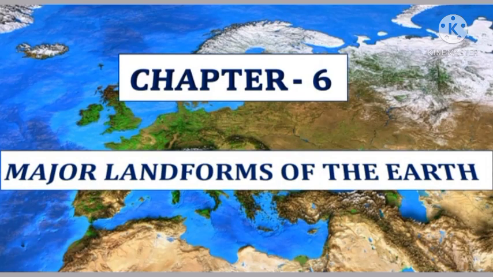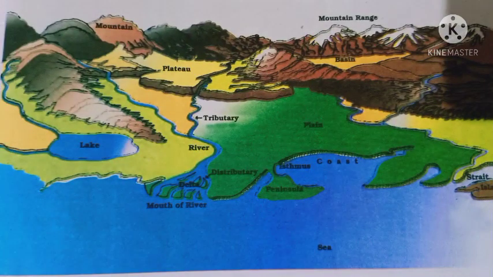Okay, so we can see, if you look around nature, different types of landforms. How they form, what the various landforms are, all these things we can study from this chapter. Okay, so let us start our class. Major landforms of the earth. You must have seen some of the landform features as shown in figure 6.1 below.